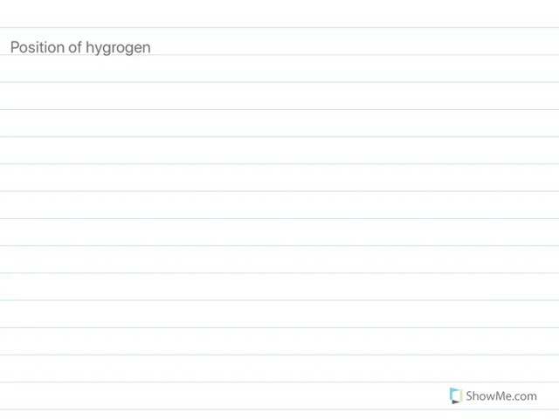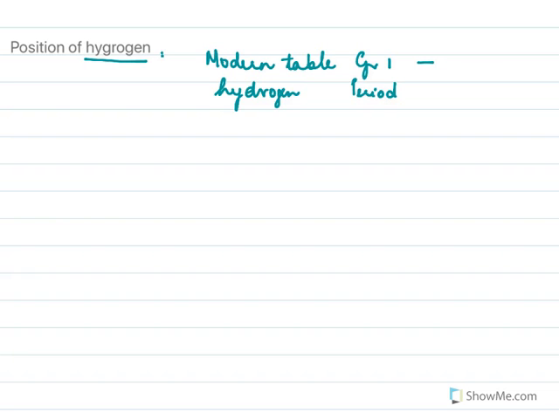We saw that Mendeleev could not give a proper position to hydrogen. Now, why did the modern table give a proper position to hydrogen? In the modern table, hydrogen occupied group 1, period 1. Why group 1? Because it has one valence electron. And why period 1? Because it has one shell. So the modern table could give a proper reason why hydrogen was put in group 1 and period 1.